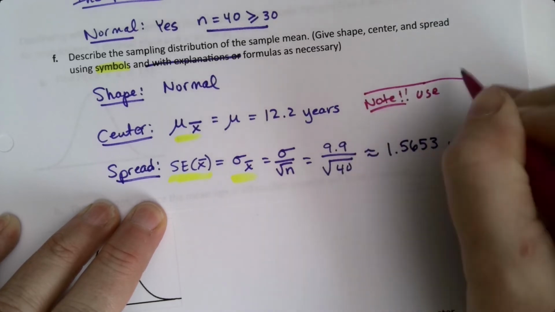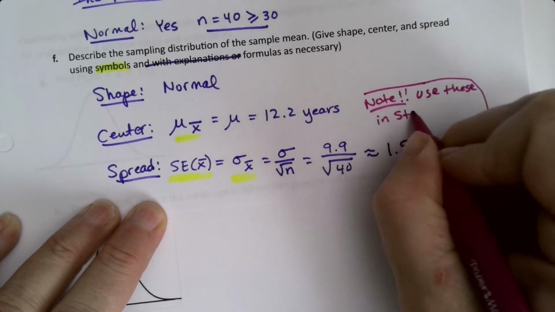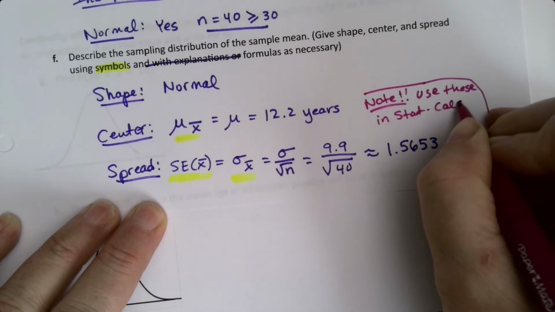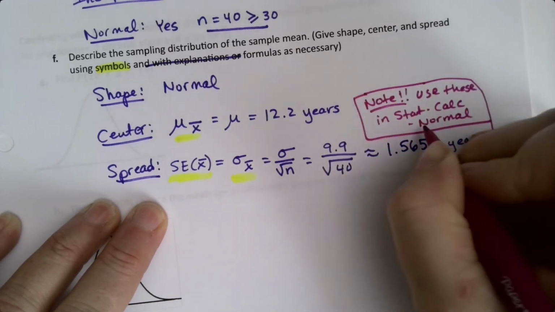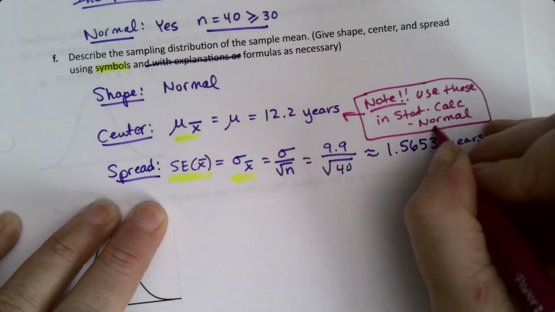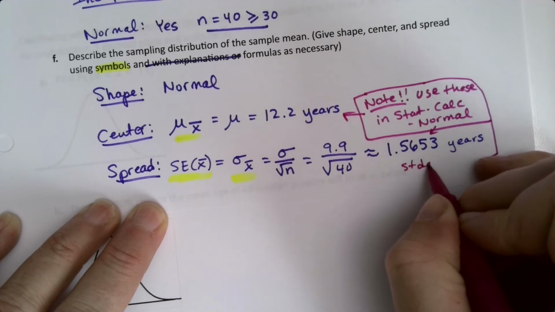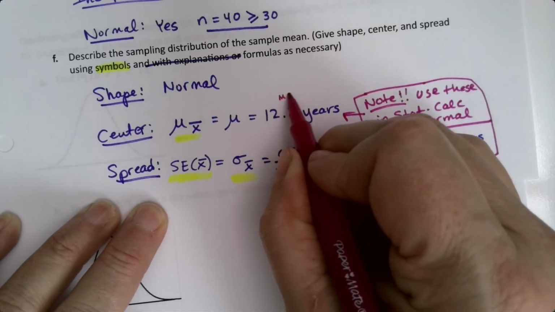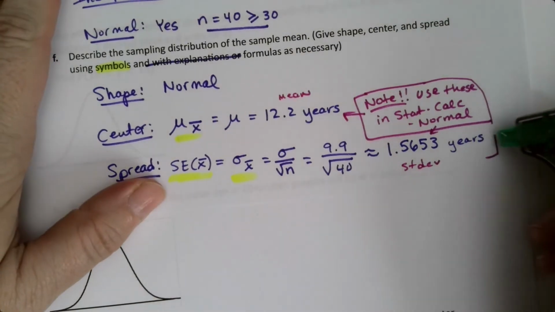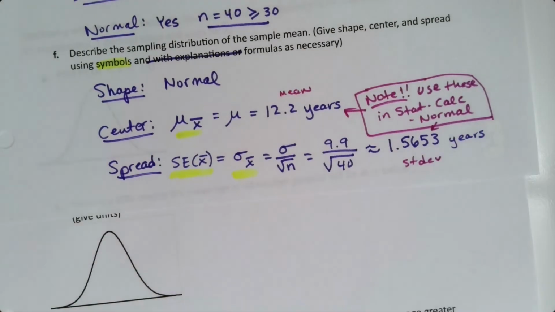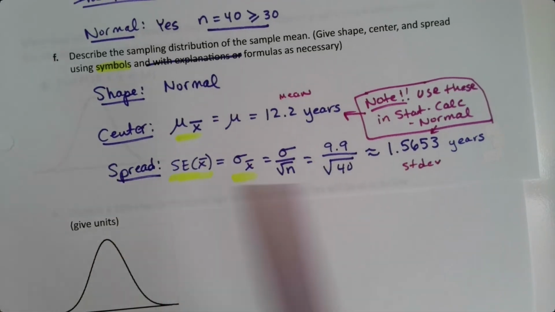Use these values in the stat calculator normal section. This one will be the mean. This will be the standard deviation. That's the way that works, because the mean is the center and the standard deviation is a spread. And this is a standard deviation.